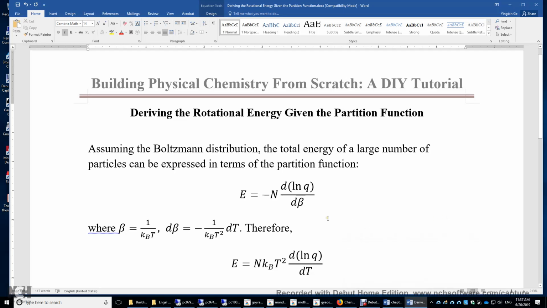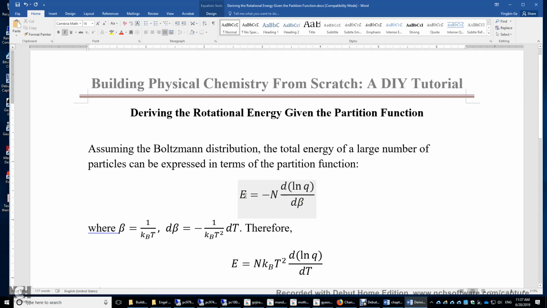In this video, I will derive the rotational energy of a system that consists of a large number of linear molecules such as HCl or H2, given its partition function. Assuming the Boltzmann distribution, the total energy of a large number of particles can be expressed in terms of its partition function. E equals -n times d ln q over d beta.